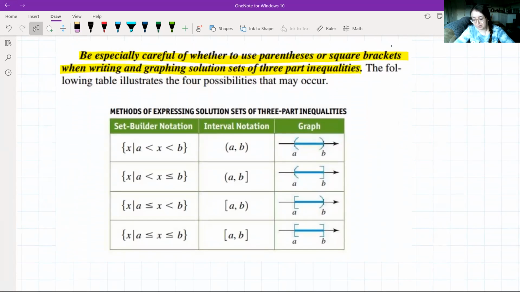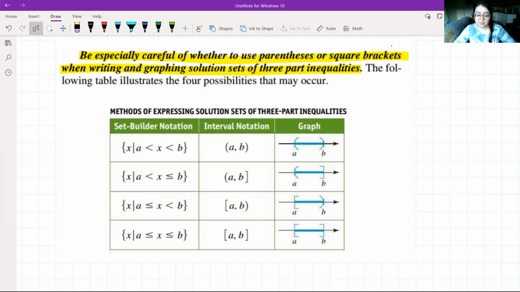And some final words here. Be especially careful of whether to use parentheses or square brackets when writing and graphing solution sets of 3-part inequalities. The following table illustrates the 4 possibilities that may occur. So we do see some different kinds of sets here with our different set builder notation and our intervals. We see the mixture of strictly less than or greater than, and less than or equal to, or greater than or equal to.